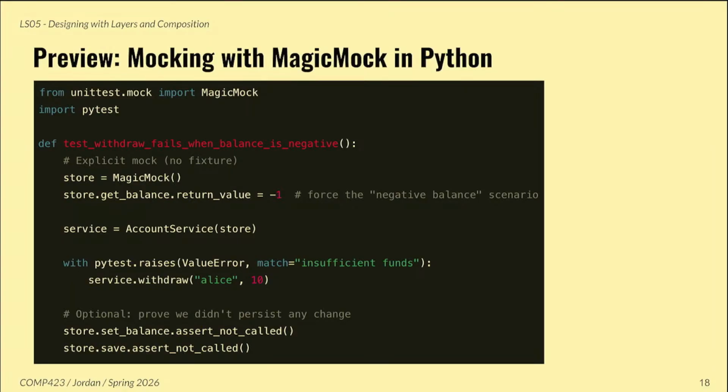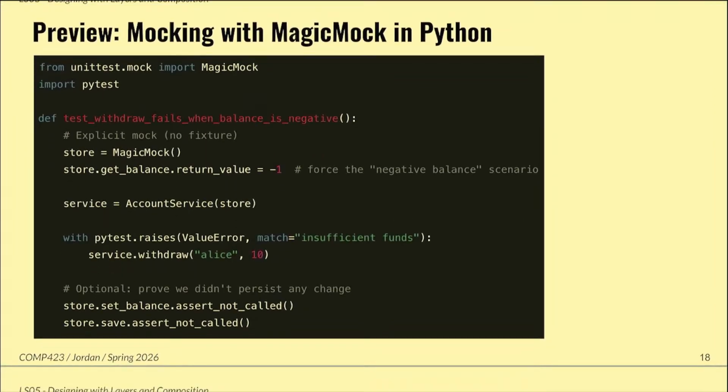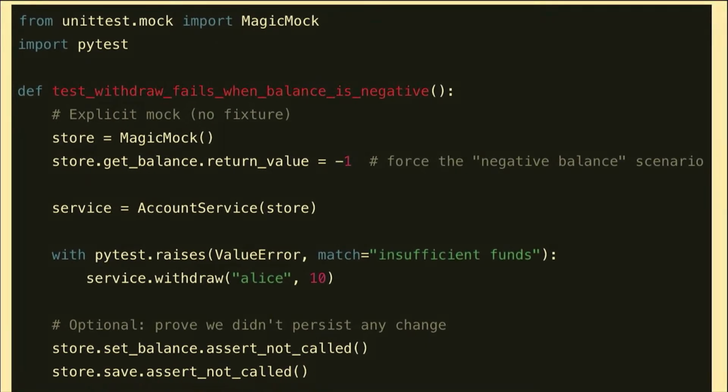So I want to preview to you, and I'm actually going to switch back over to my slide here, what does mocking look like with Magic Mock? So Magic Mock is a built-in library, right? It's a built-in class that's defined in the module unittest.mock in Python. And it's a very common package for doing what's called mocking.